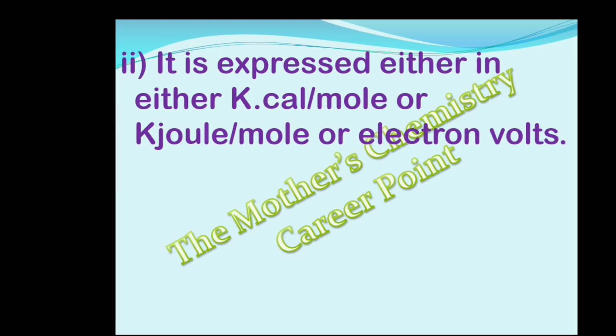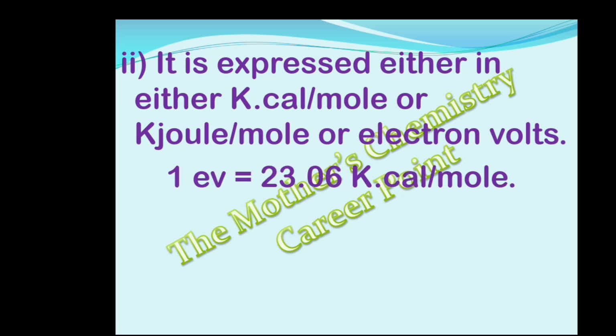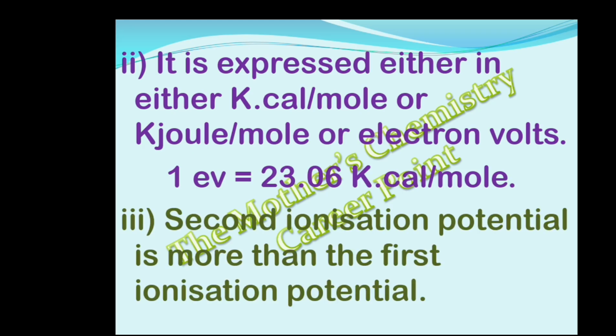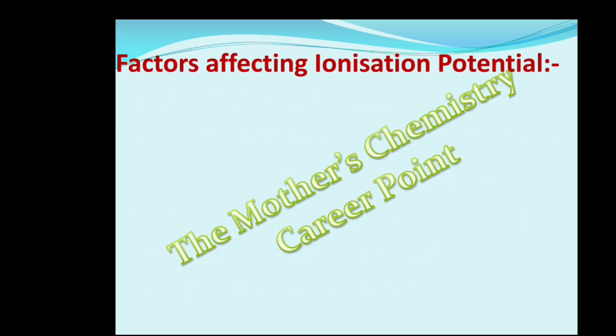It is expressed either in kilocalorie per mole, kilojoule per mole, or electron volts, where 1 electron volt is equal to 23.06 kilocalorie per mole. The second ionization potential is more than the first ionization potential.